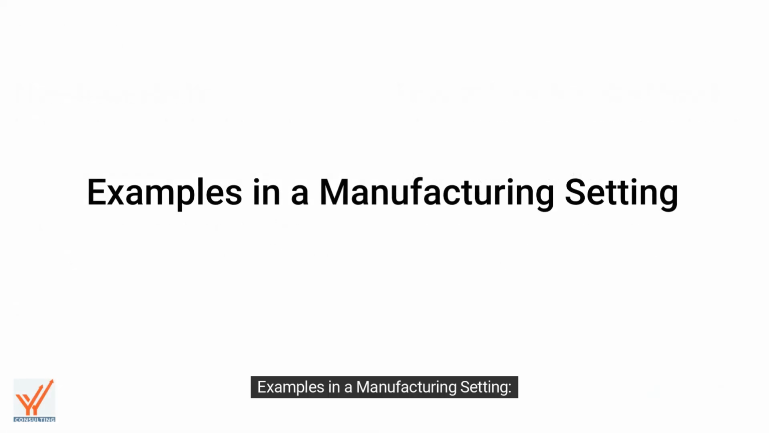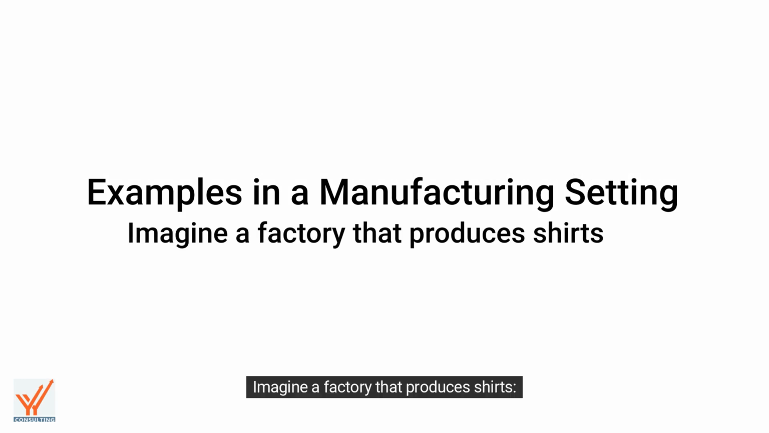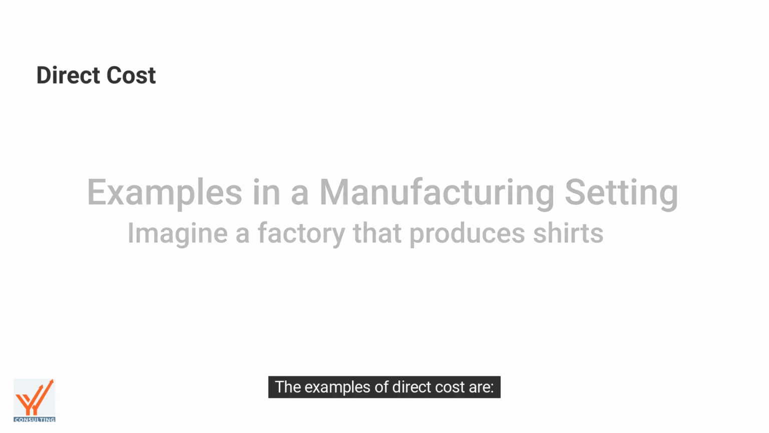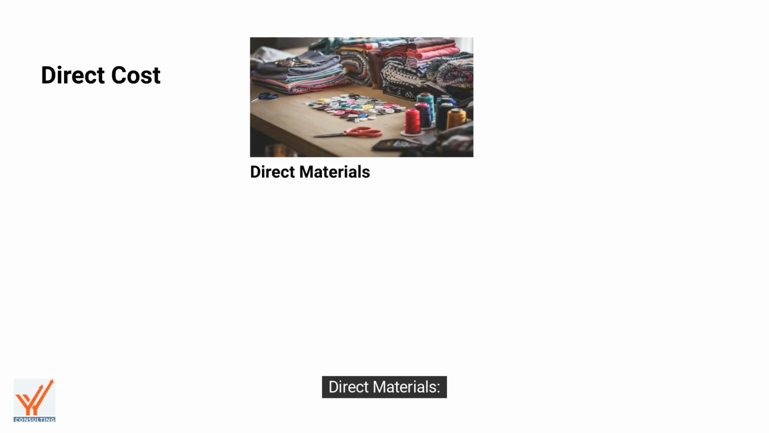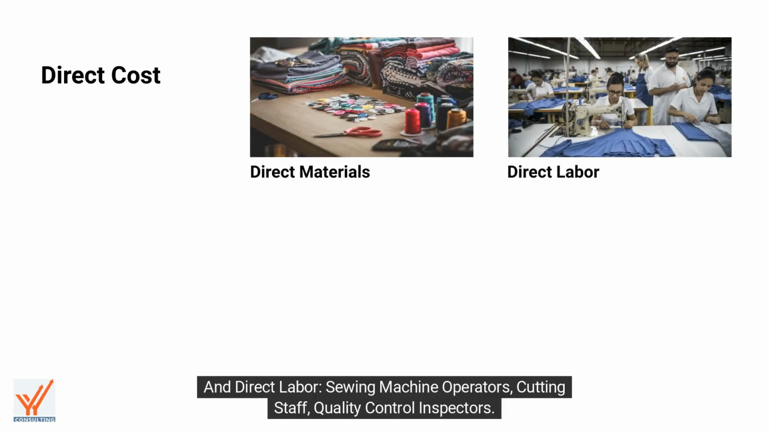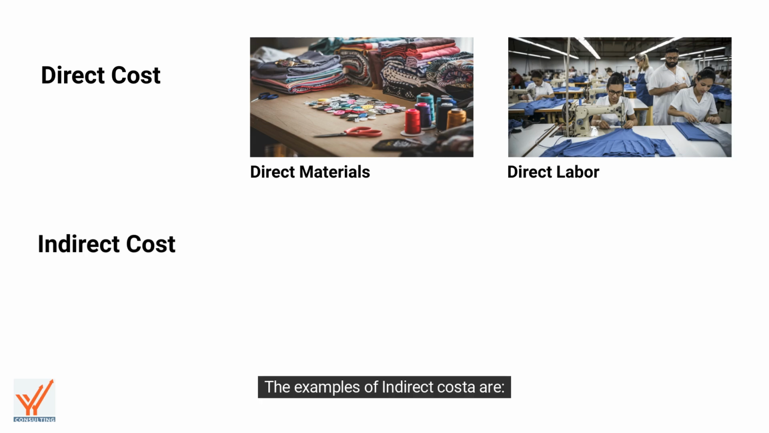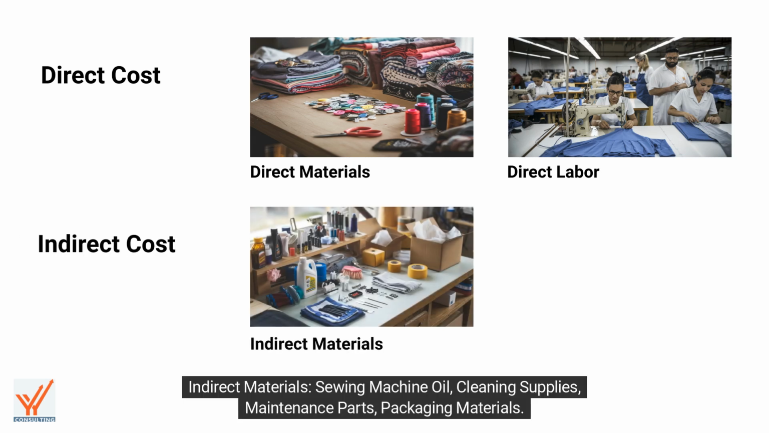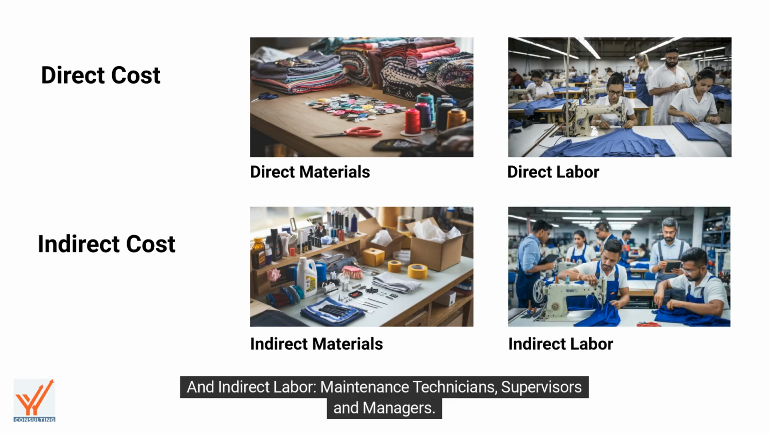Examples in a manufacturing setting. Imagine a factory that produces shirts. The examples of direct cost are direct materials and direct labor: sewing machine operators, cutting staff, quality control inspectors. The examples of indirect cost are indirect materials: sewing machine oil, cleaning supplies, maintenance parts, packaging materials, and indirect labor: maintenance technicians, supervisors, and managers.